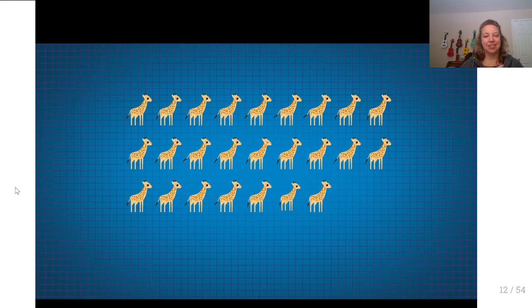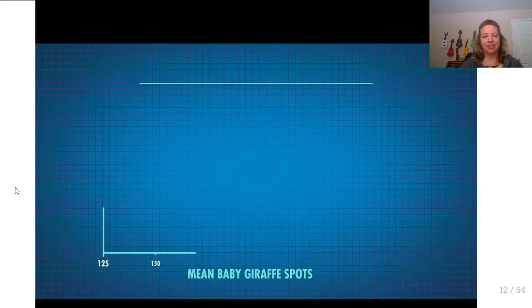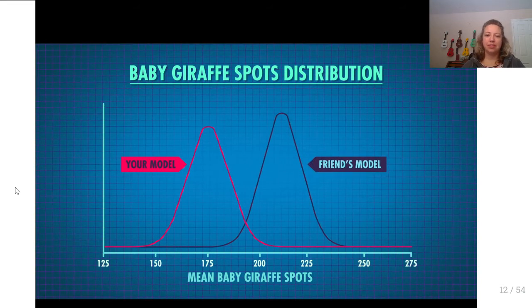Your sample of 25 baby giraffes had a mean of 200 spots. Now that you have the data, you can use it to evaluate which one of you is more likely to be right. Both you and your friend have a model or idea about what the population distribution of baby giraffe spots is. If you're right, then the sampling distribution of all the possible sample means we could get looks like this, and the distribution of sample means for your friend's model looks like this.